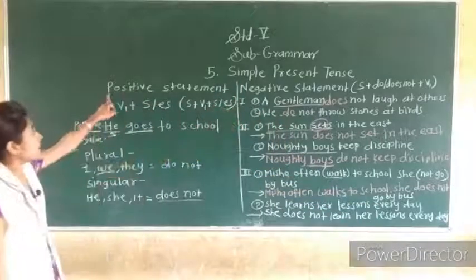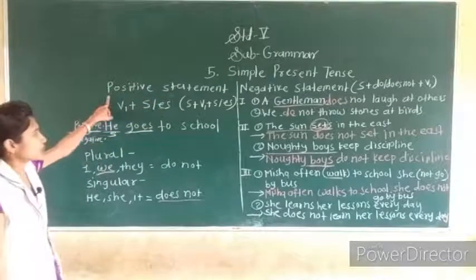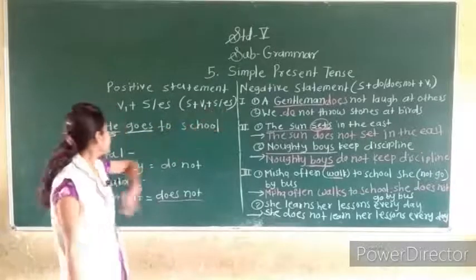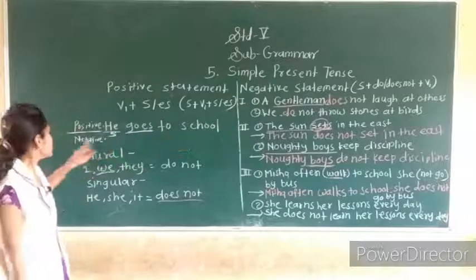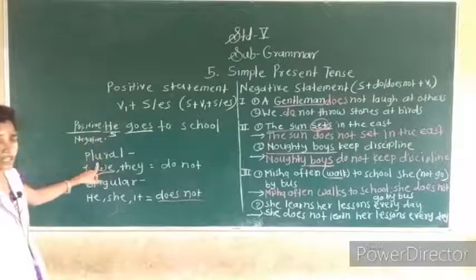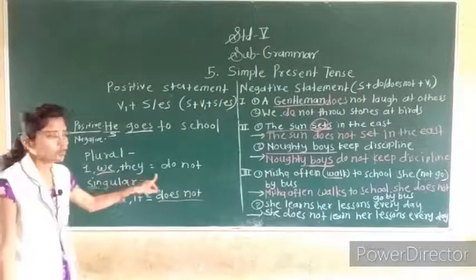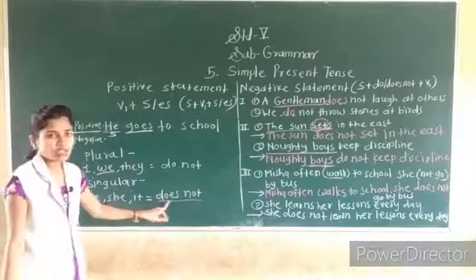See now, again one time, the positive statement that we learned in the fourth lesson. For the positive statement we use the formula subject plus verb 1 plus yes, es. The positive is already given, he goes to school. For the plural we use I, we, they. These are the plurals, we use do not. And for singular he, she, it, we use does not.